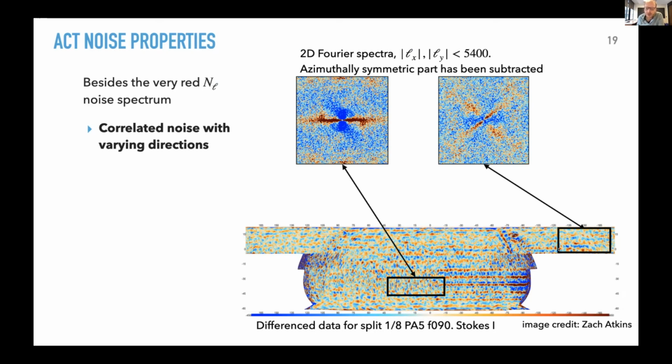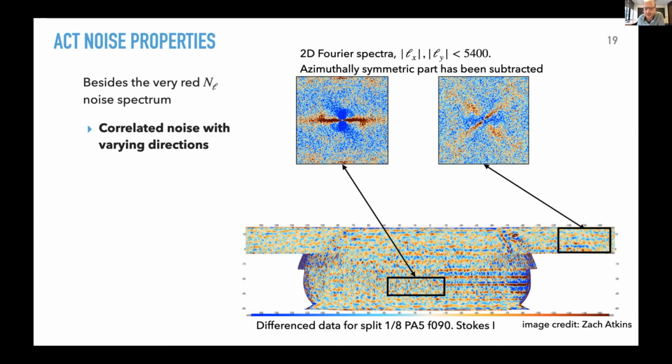But what I then show is, in 2 parts of the sky, I compute the 2-dimensional power spectrum. So if you're not familiar with these plots, in the middle of the plot is basically the monopole, and then you go out to higher wave numbers. For these plots, the symmetric part is subtracted, so we're left with the asymmetric part.